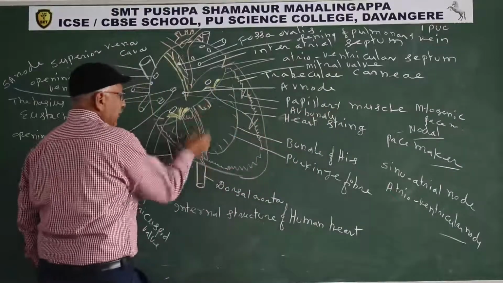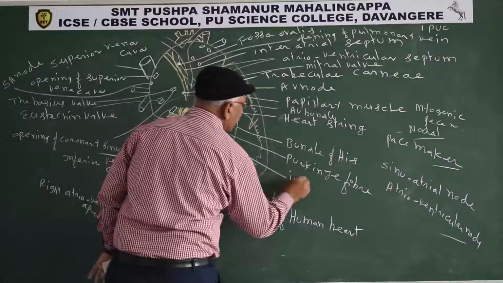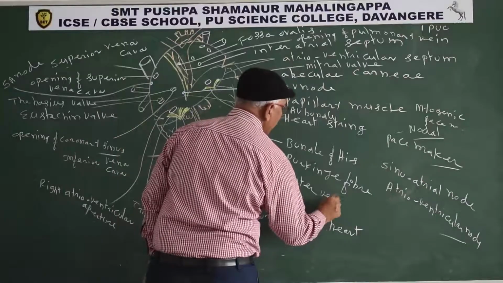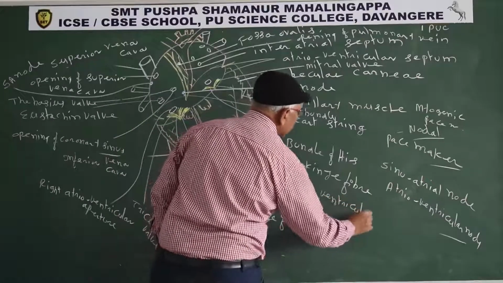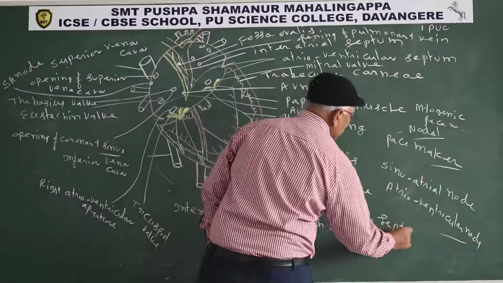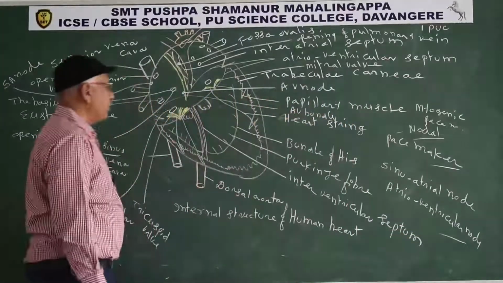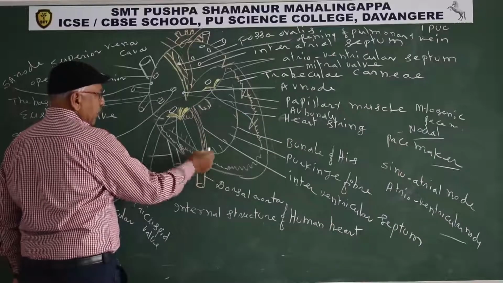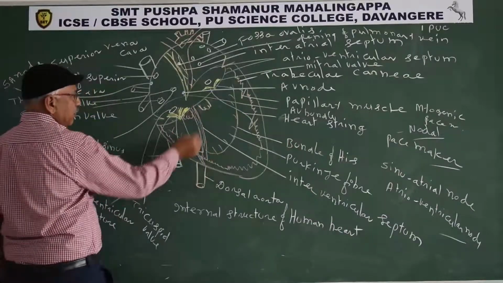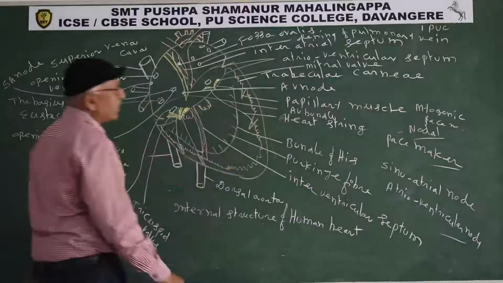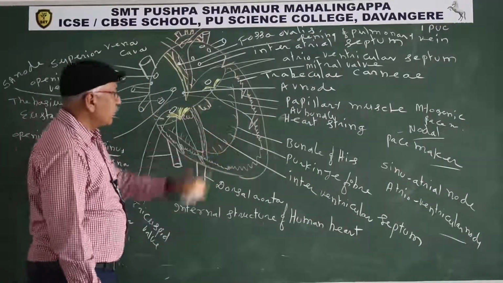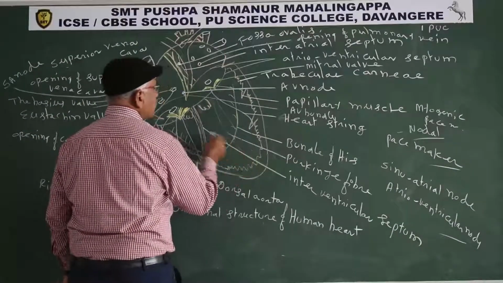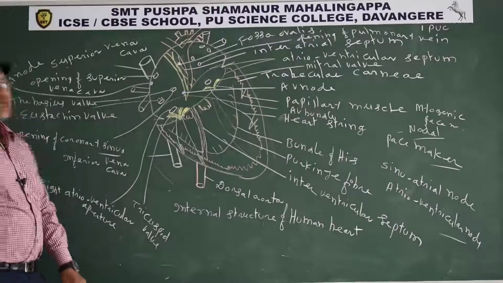The AV bundle enters the interventricular septum. The membrane that divides the two ventricles internally is known as the interventricular septum. In the interventricular septum, the bundle divides into two branches: the right bundle of His and the left bundle of His. The right bundle enters the right ventricle, and the left bundle enters the left ventricle. From the bundle of His, fine branches arise, known as Purkinje fibers. The Purkinje fibers spread the wave of contraction all over the ventricle.